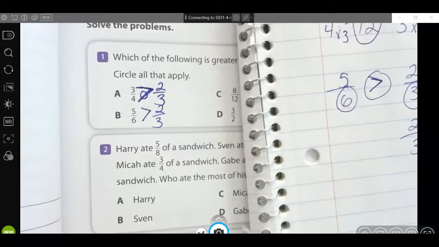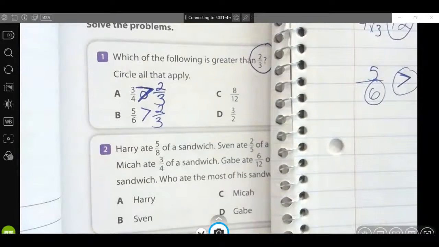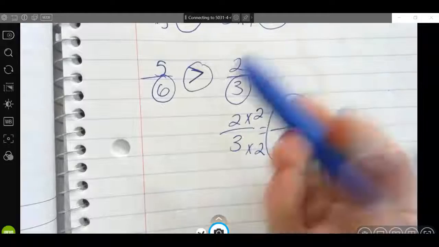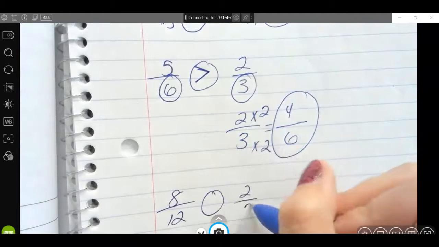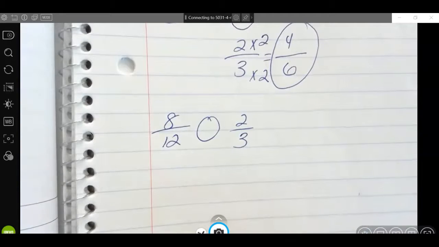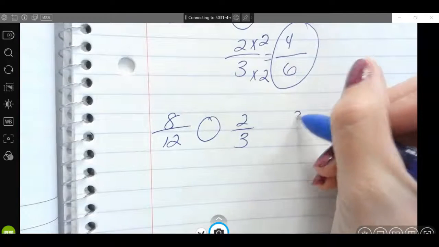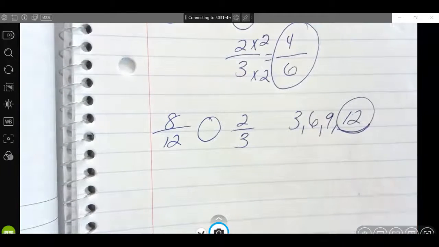So far 2/3 is less than all of the fractions that we've looked at. Let's look at C. We have 8/12, and we're comparing that to 2/3. Which one are we going to change? Yeah, because if we skip count by 3, we get to 12. So 12 would be the least common multiple.